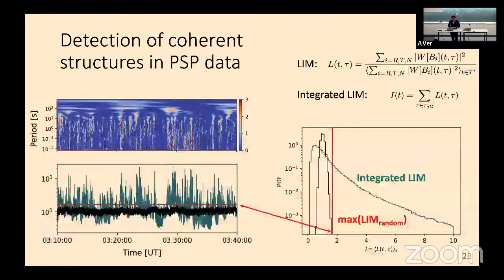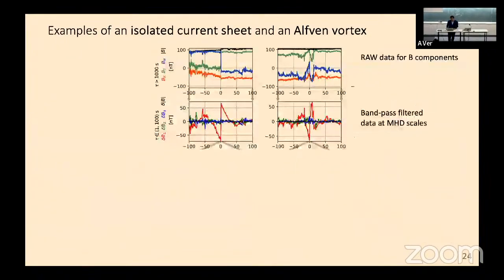So in order to detect coherent structures, we integrate the local intermittency measure along all the periods, and we obtain the signal which is shown in green here. The black curve here corresponds to the integrated local intermittency measure for the random phase signal, and the maximum value for the random phase signal gives us a threshold to detect the coherent structures. So let me show you two examples of coherent structures at multiple scales, at MHD scales and at small scales.